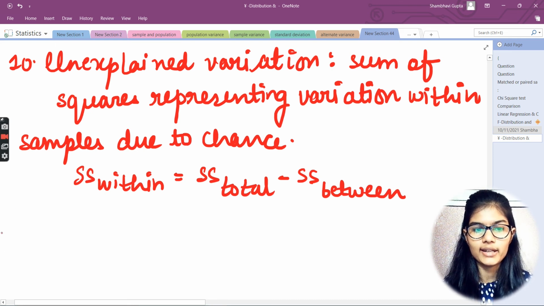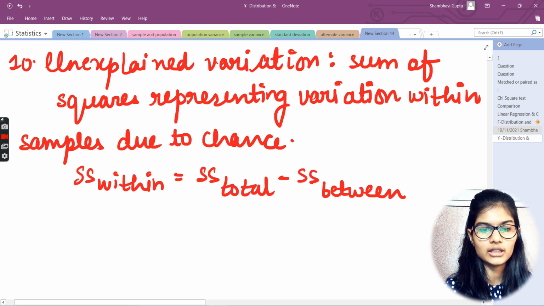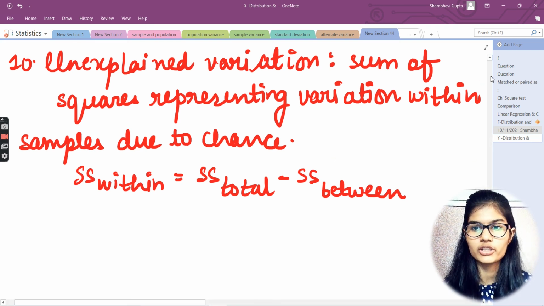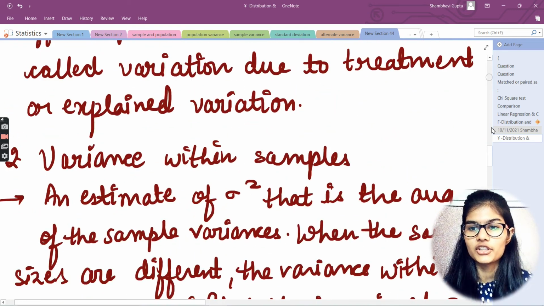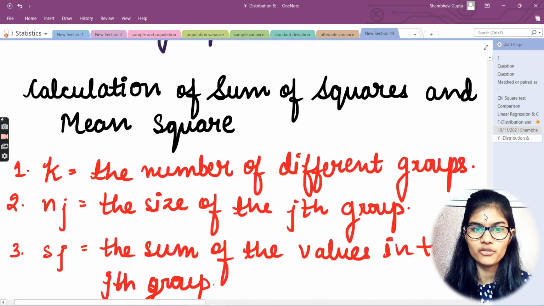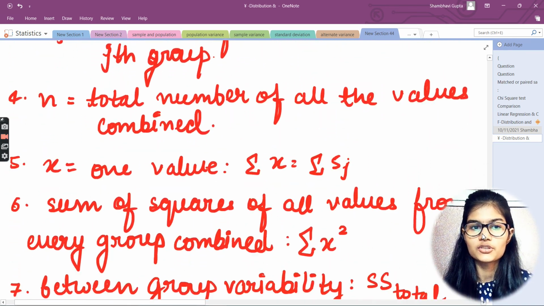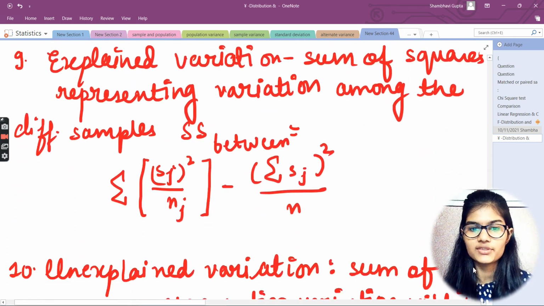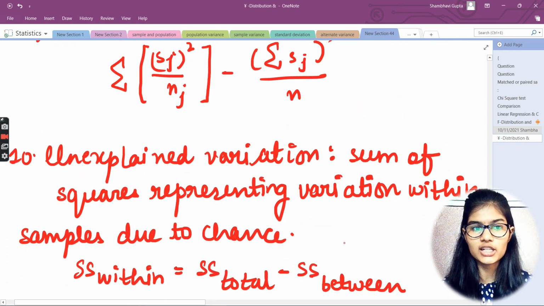We have some more things as well to be noted down, but right here I'm just going to stop for this particular video. We saw the different ways for the calculation of sum of squares and the mean square. Hope you got the idea very clearly regarding how we will be able to do all of these. So this is all for this video. Till then, thank you and take care.